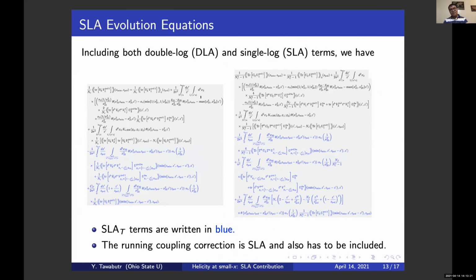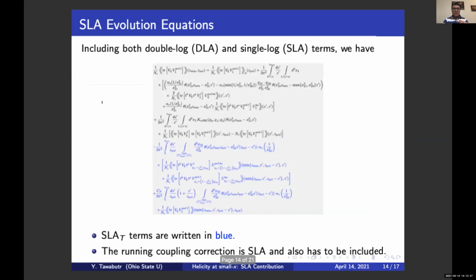Yeah. So if we include all the double log and single log contributions, we will have these equations in terms of the Wilson line, and the SLA terms are written in blue. Here we know that we have to include the running coupling correction, say, in this term, for example, right? Because it is also single logarithmic.